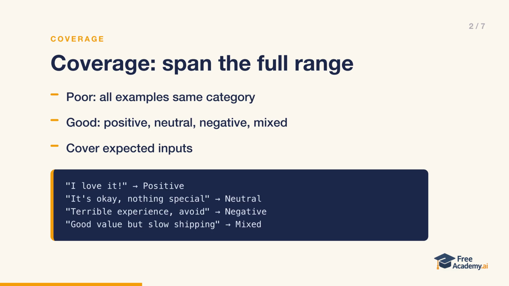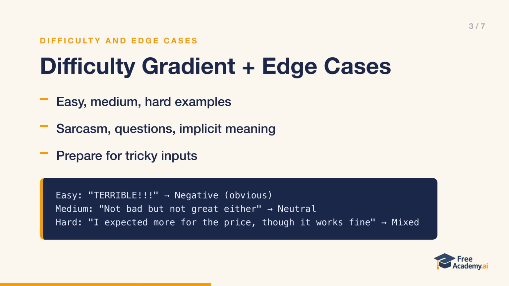think of first. Next, build in a difficulty gradient. Include examples that range from easy to hard. An easy one, like terrible in all caps, is obviously negative. A medium one, not bad but not great either, is neutral. And a hard one, I expected more for the price, though it works fine, is mixed. Showing that range teaches the model how to handle the tough cases, not just the simple ones.